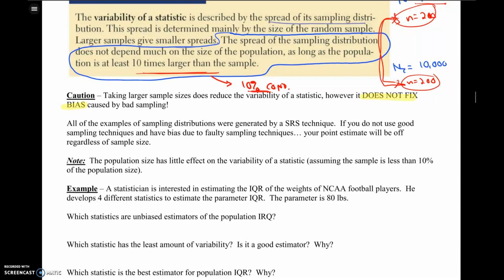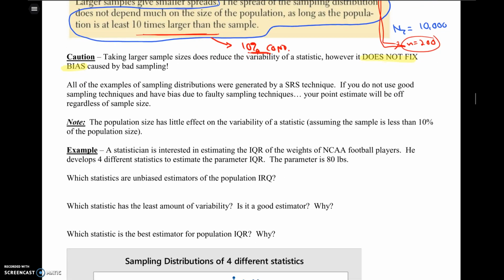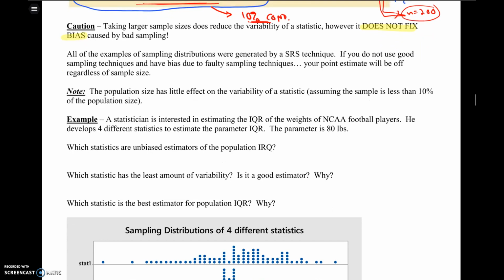All of the examples of sampling distributions were generated using a simple random sample technique. All the ones we've been talking about are assuming you did a good sample. If you do not use a good sampling technique and have bias due to faulty sampling techniques, your point estimate will be off regardless of the sample size, and it's hard to predict how off it's going to be. So just a reiteration of what I said up here: the population size has little effect on the variability of a statistic, assuming the 10% condition is satisfied. Okay? All right.